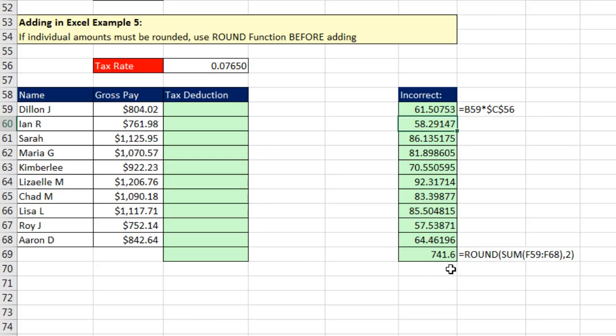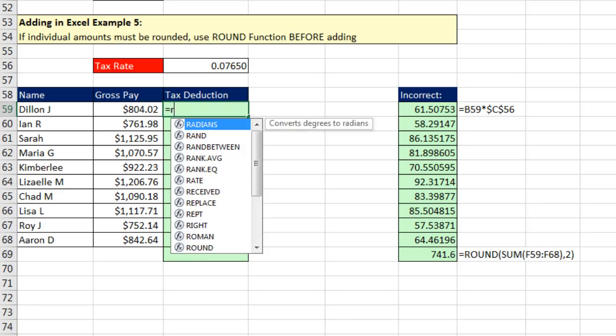741.6. Now here's the deal. This is money. This is an actual dollar and cents amount that is going to be subtracted out of this person's paycheck. If our goal is to add at the bottom, you have to remember to round before you add.